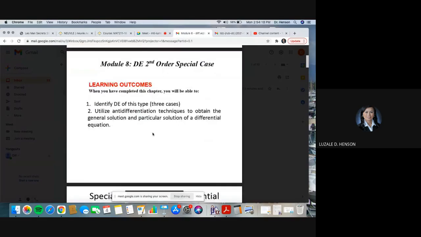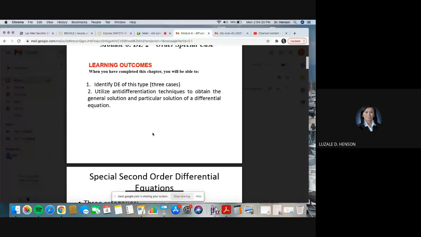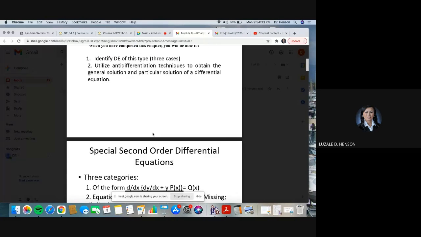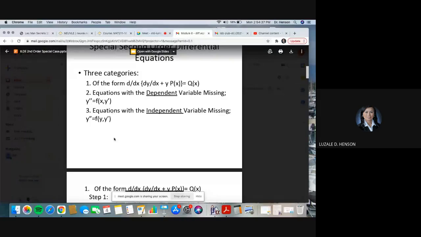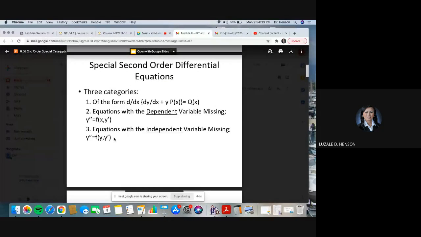Learning outcomes: identify the three types, and be able to utilize anti-differentiation techniques to obtain the general solution, as well as the particular solution if there are any initial conditions given, of a differential equation.